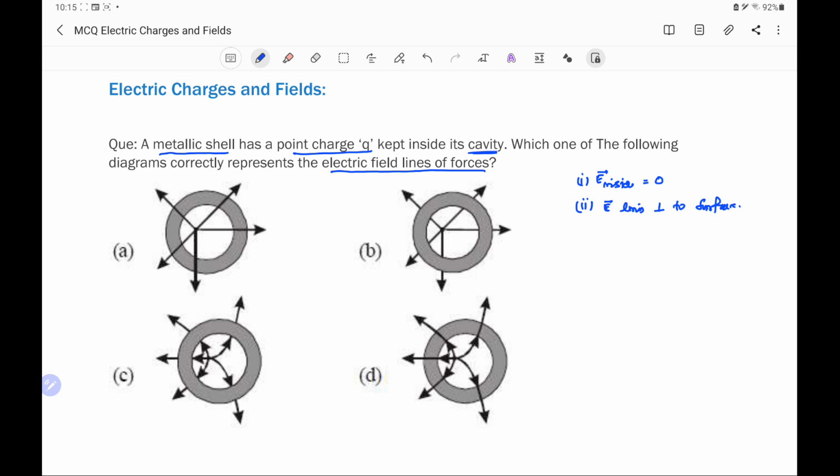Here, field lines cannot enter the metallic body. Therefore, this option D is incorrect because field lines are shown inside. Similarly, this option A is also incorrect. Another property is that field lines must be perpendicular to the surface. Here in option B, the field lines are not perpendicular to the surface of the metal, hence this is wrong, while in case of C, the field lines bend and are normal to the surface. So we can say option C is the correct option.